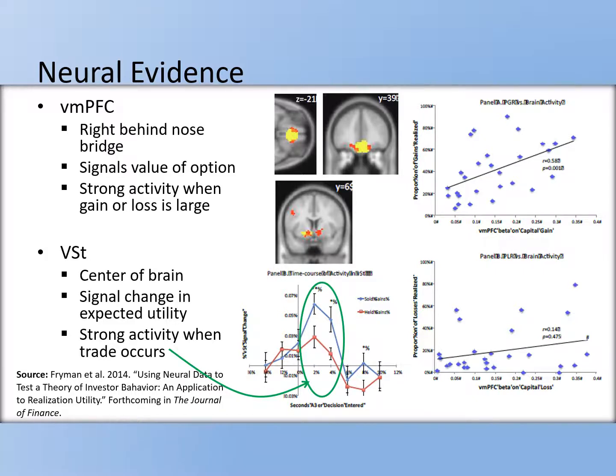So this is what they really want to show, that when you trade, you actually experience additional utility, and the way they try to proxy for that is brain activity. Your brain has more activity at the moment of trade, right?